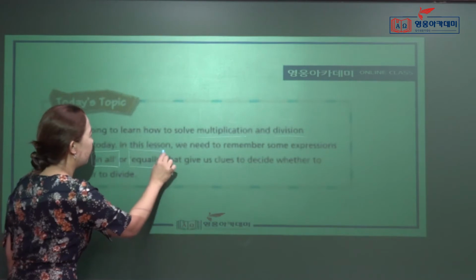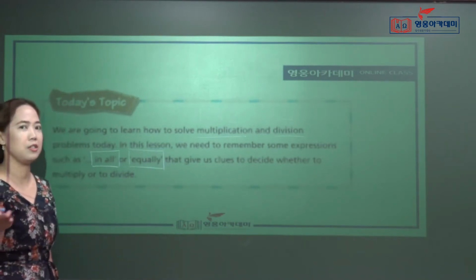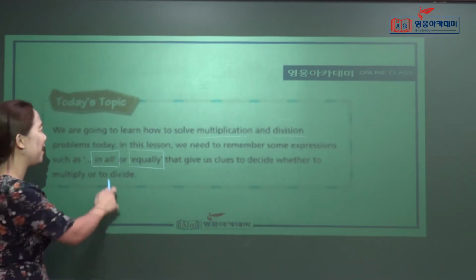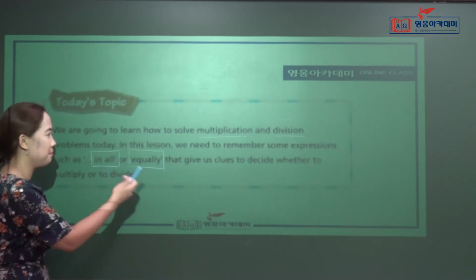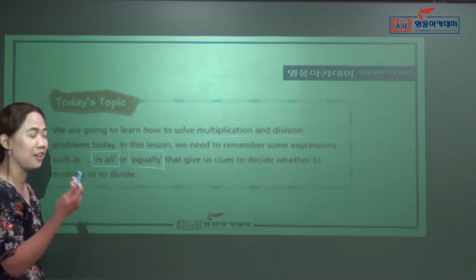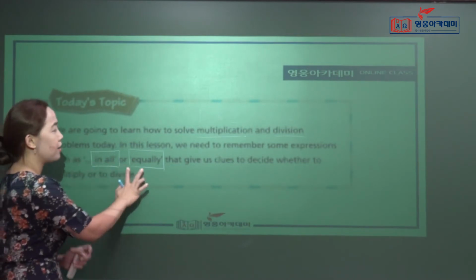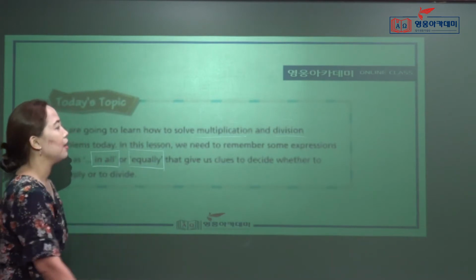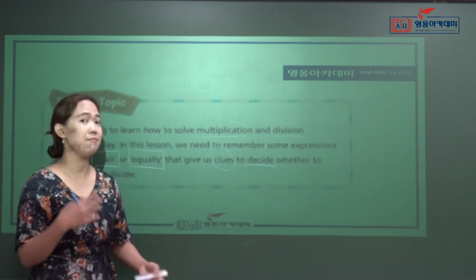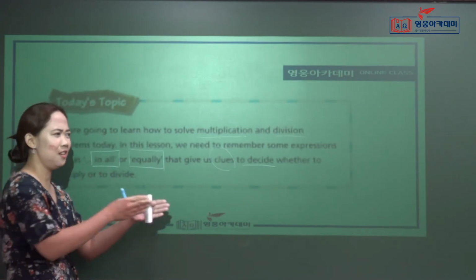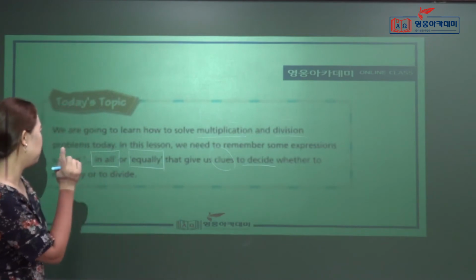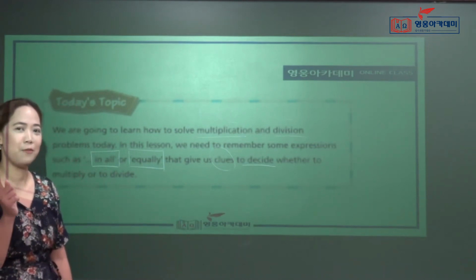And this one, equally, when do we use equally? Of course, during division, all right? Say it again, in all. Equally. That's right. So if you guys learn how to use these terms, this will be your clues to decide. What is decide again? Okay, to choose this or that, okay? That is to decide whether to multiply or divide.